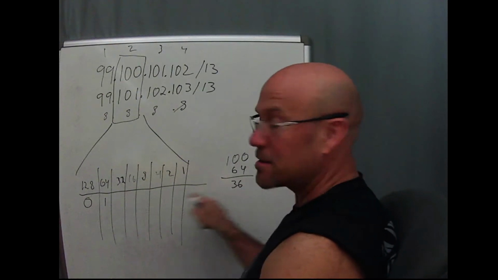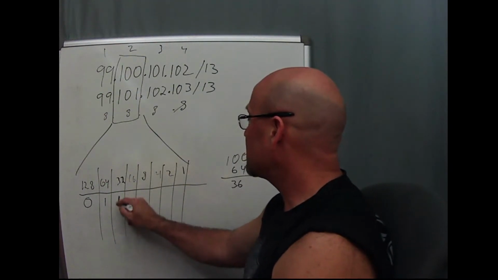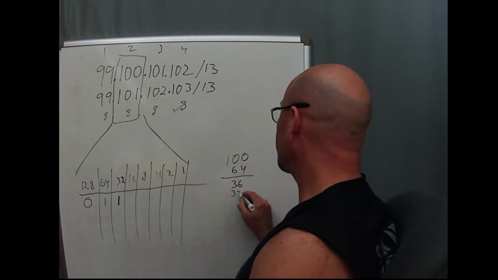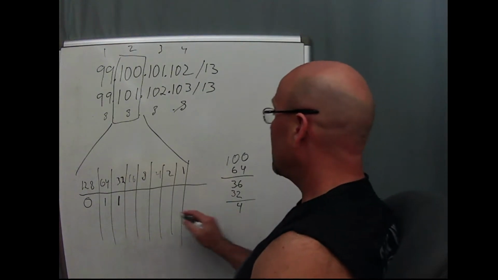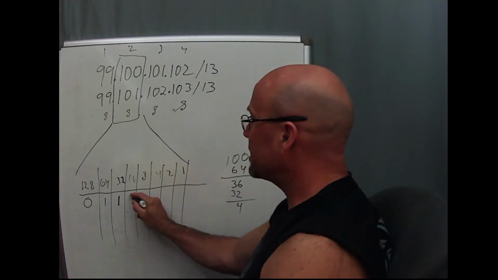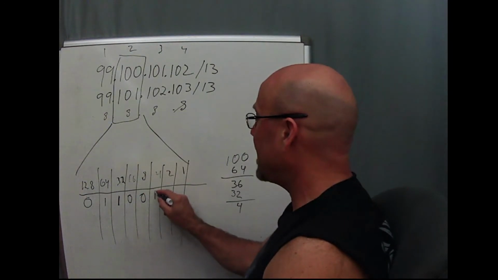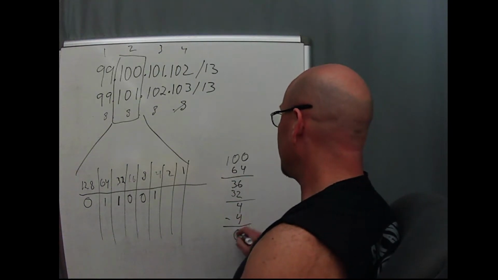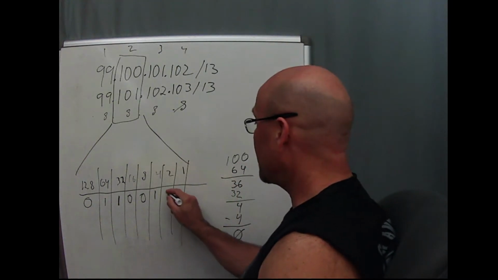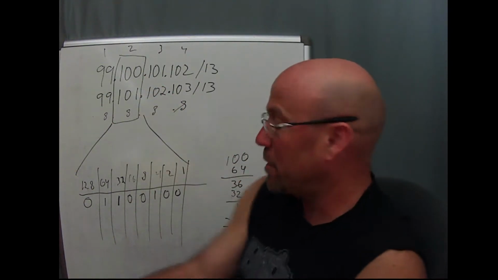Is 36 greater than or equal to 32? The answer is yes. Put a 1, bring the 32 over here, subtract, you have 4. Is 4 greater than or equal to 16? No. Is it greater than or equal to 8? No. Is it greater than or equal to 4? Yes. Bring that 4 over here, subtract, you have 0. You're done. Everything else is zeros. Okay? So that's the first one. Let's do the second one. Repeat.